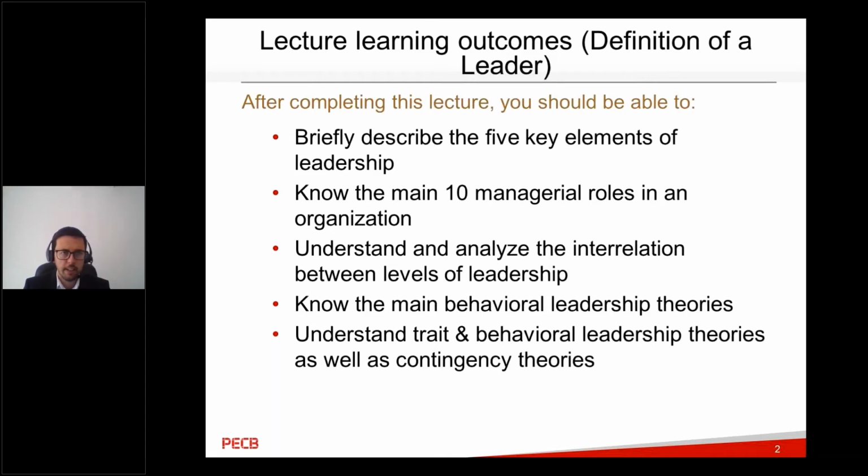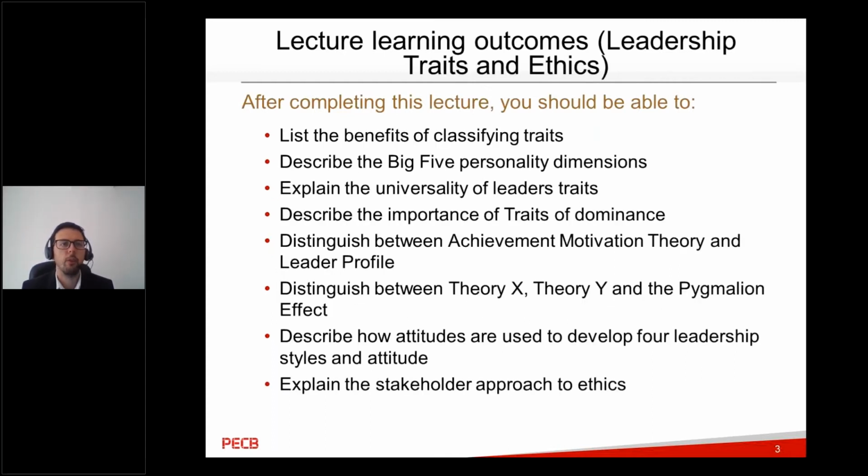Then we will try to understand, as well as analyze, the interrelation between various levels of leadership, before continuing to understand what the main behavioral leadership theories are, if at least there is some theoretical framework that can predict what is considered within the frameworks of leadership potential. And finally, we will try to understand trait and behavioral leadership theories, as well as contingency theories that pertain to leadership.